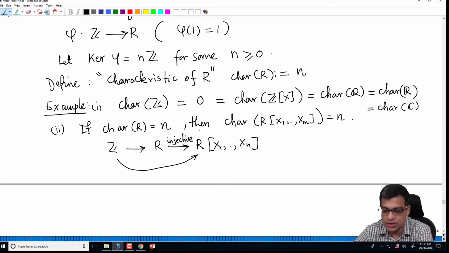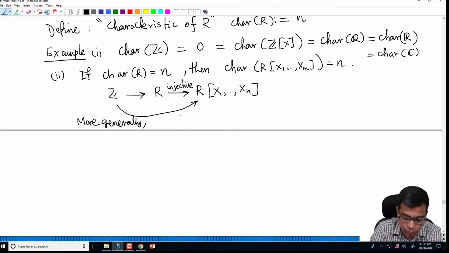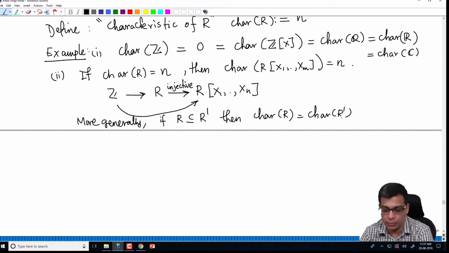So the characteristic does not change if you simply add some more variables. More generally, the same principle says that if R is a subring of R prime, then the characteristic of R is the same as the characteristic of R prime, because the unique map from Z to R prime must be the composition of the map from Z to R and the inclusion of R in R prime.